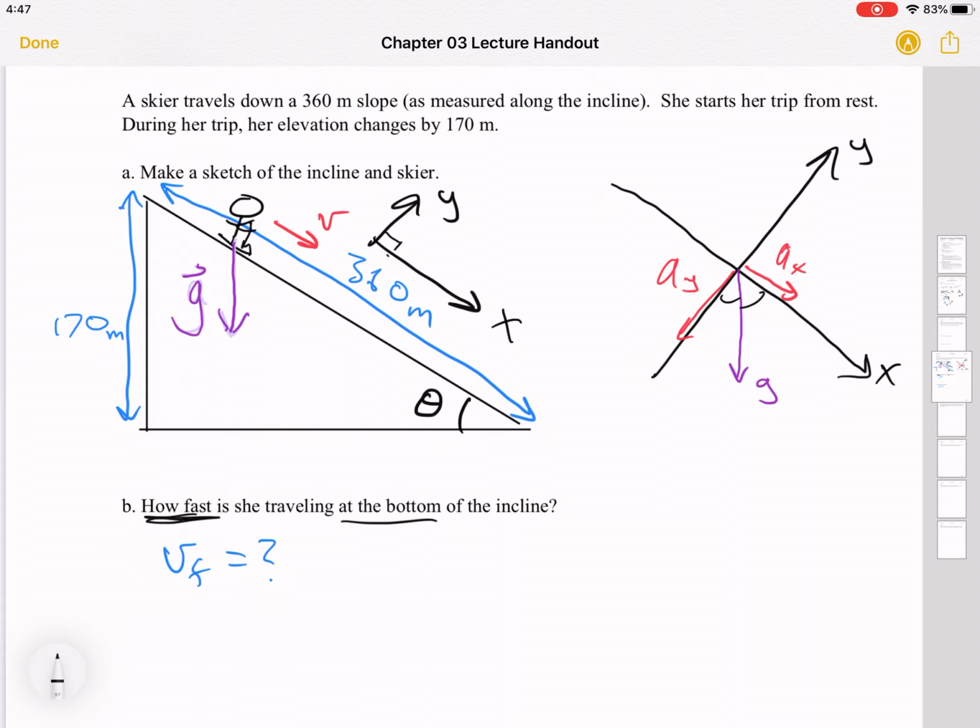So here, if theta goes to 0, then g still points straight down, but it points in the same direction as a sub y, right? If theta goes to 0, all of the acceleration is in the y direction and none of it is in the x direction, right? We just said that. If theta is 0, there is no acceleration in the x direction. She doesn't go down the hill, because down the hill doesn't exist. That means that this must be theta.